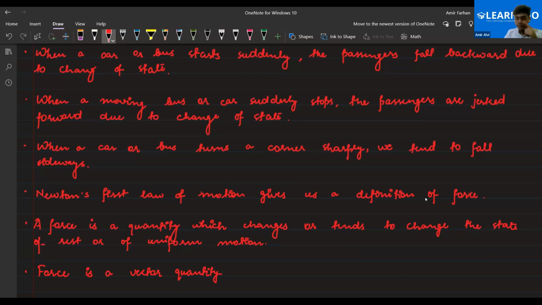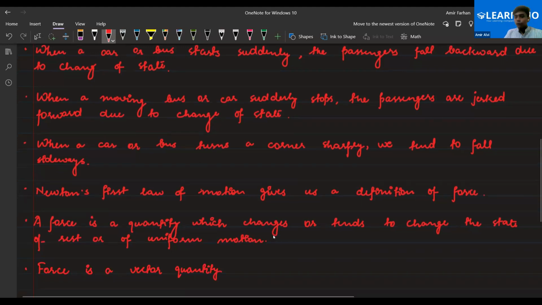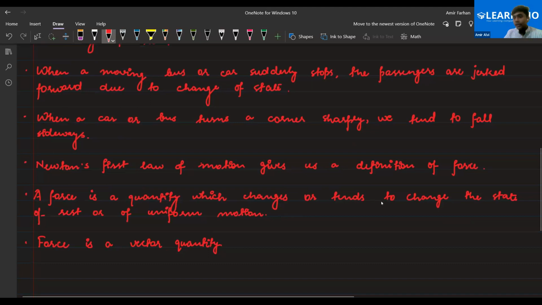So Newton's laws of motion give us the definition of force. This is the force that we'll study in the second law of motion. A force is a quantity which changes or tends to change the state of rest or of uniform motion. Clear, everyone?